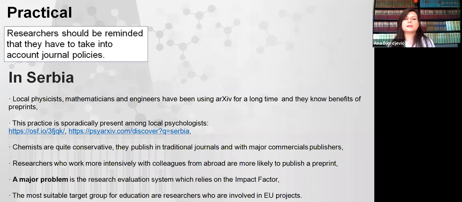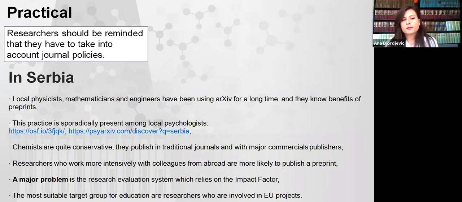For example, local physicists, mathematicians, and engineers have been using arXiv for a long time, and they know the benefits of preprints. This practice is sporadically present among local psychologists. They mainly use the Open Science Framework, for example, and SciArchive, linked here. And among researchers who work more intensively with colleagues from abroad, I noticed that those who have lived and worked abroad are more likely to decide to publish a preprint and have fewer prejudices and fears. Chemists, for example, are quite conservative. They publish in traditional journals and with major commercial publishers.